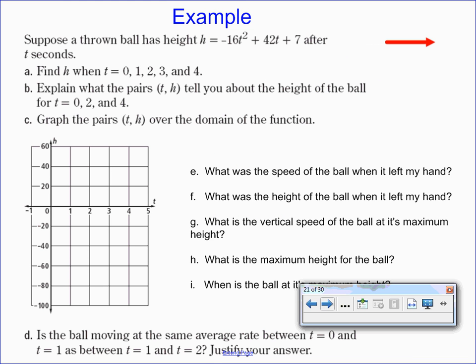Suppose a thrown ball has height h equals negative 16t squared plus 42t plus 7 after t seconds. We can go ahead and find h, the height of that object above ground, when t equals 0, 1, 2, 3, and 4. Explain what those ordered pairs mean. Graph it over a given domain. And then go ahead and answer a variety of different application questions.